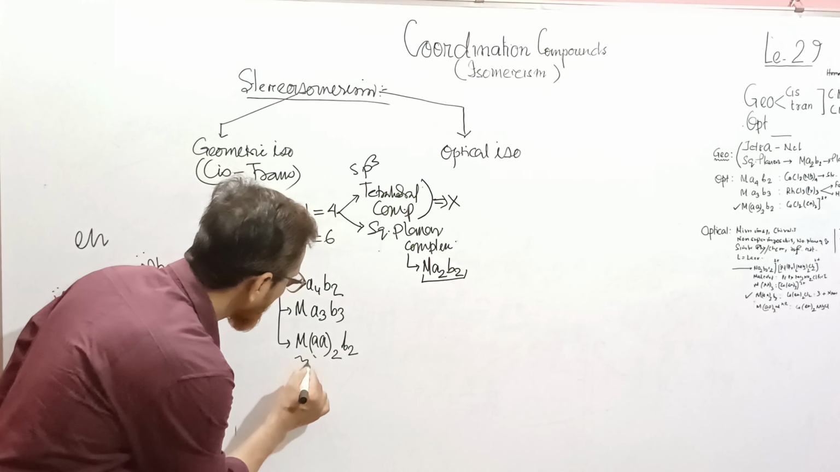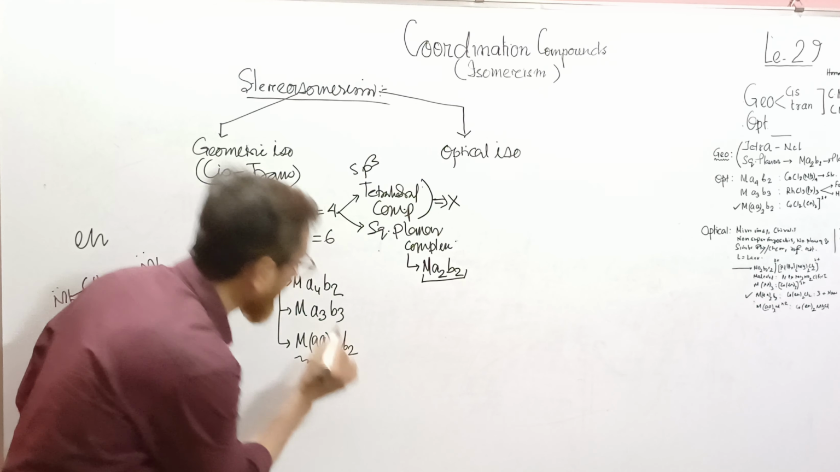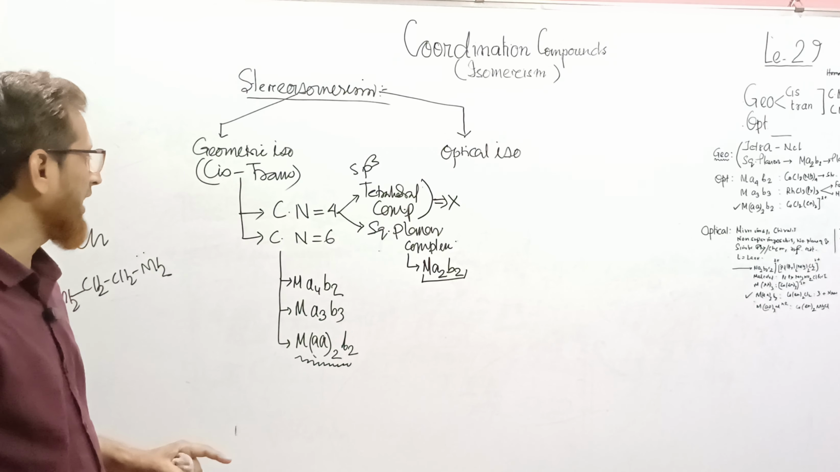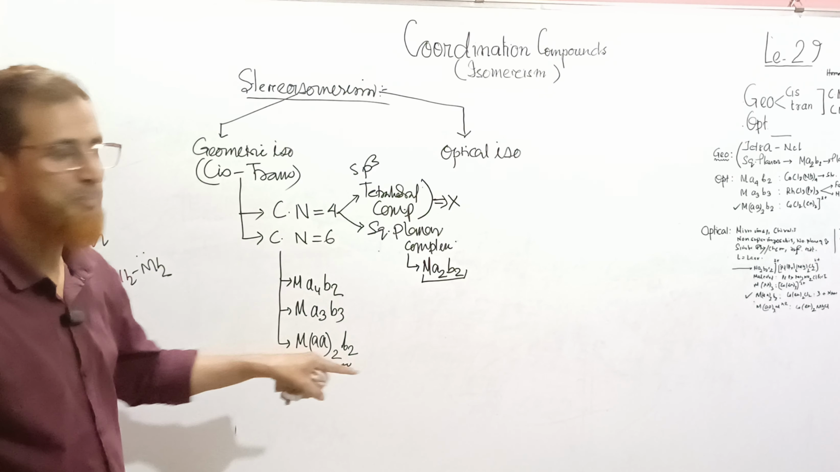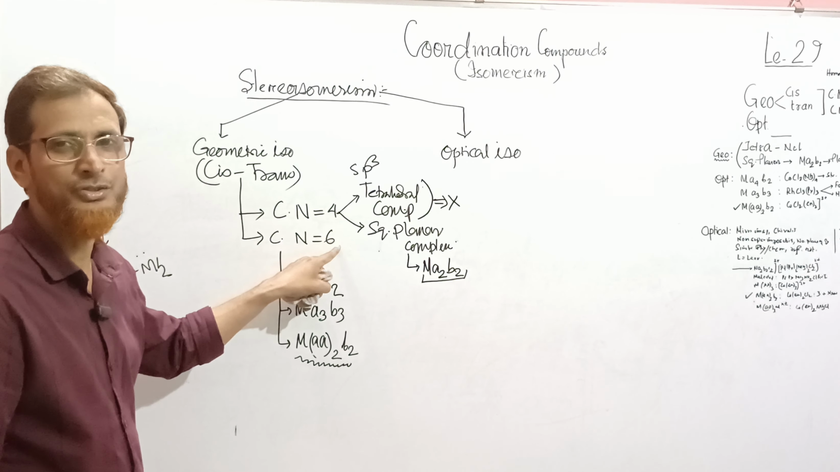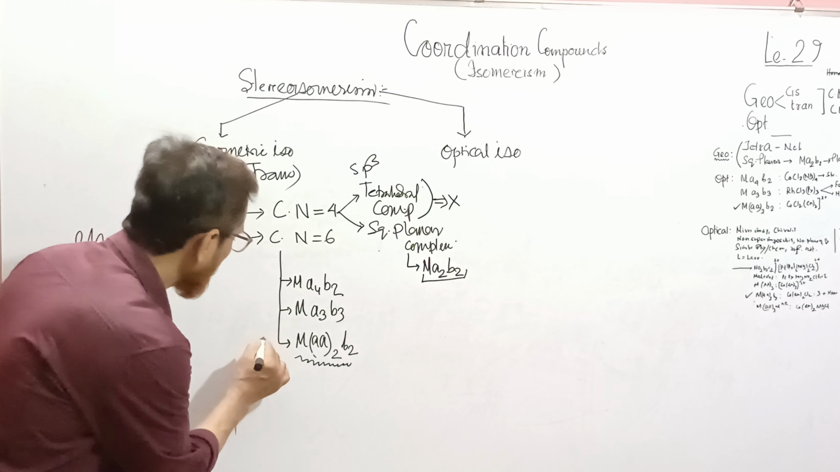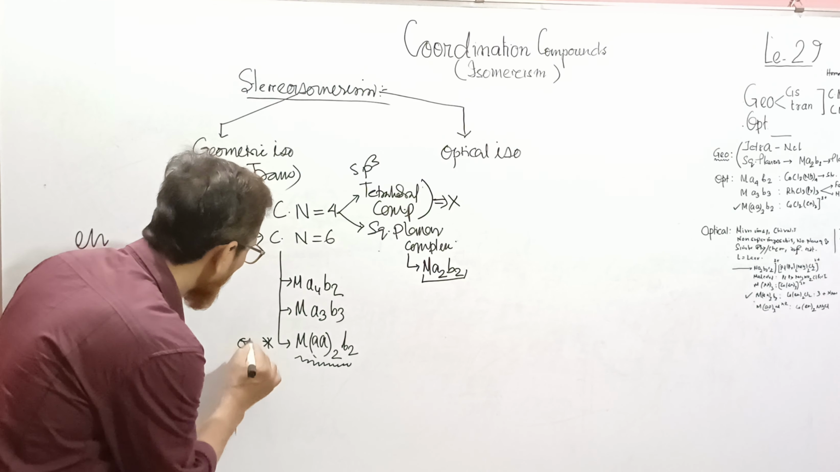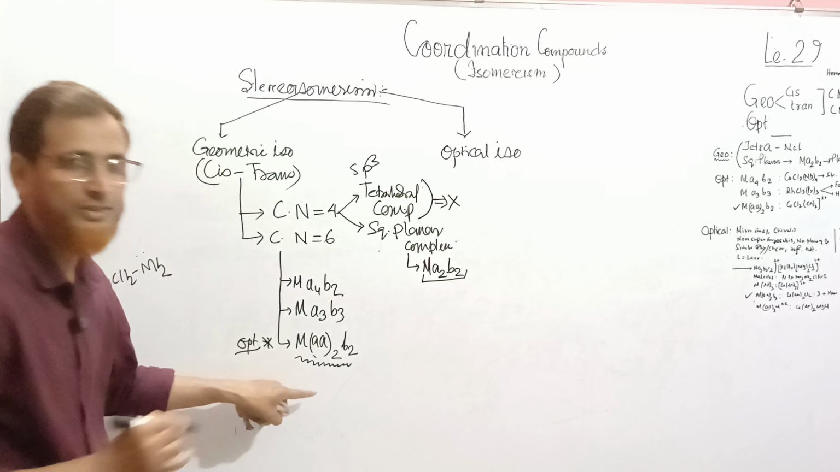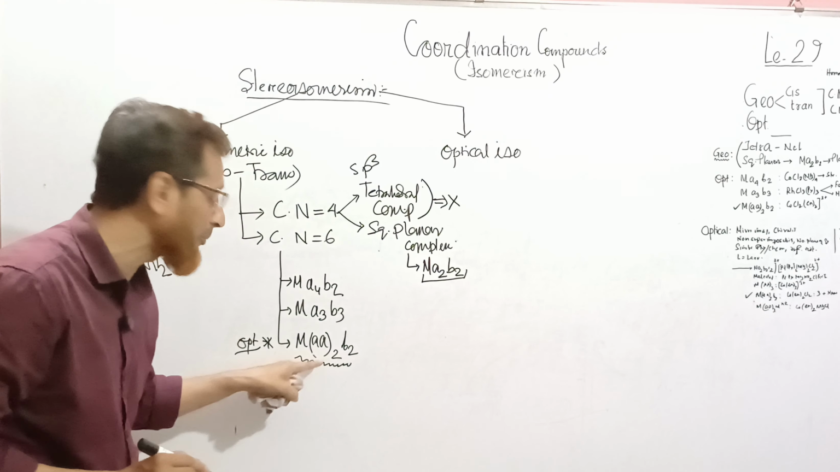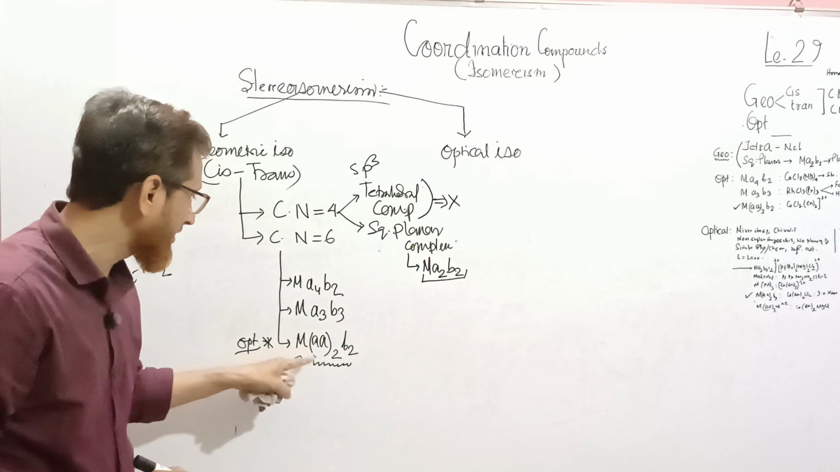Follow minutely, this is a very important type of geometrical isomerism shown by octahedral complexes of coordination number 6, because that type of complex may also show optical isomerism. Very critical things. Sometimes you may be given an example of this type, and they may ask the number of isomers shown by this one.